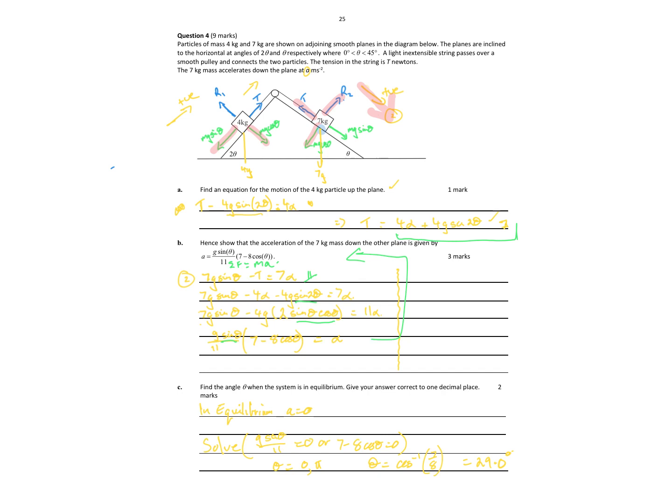Find the angle theta when the system's in equilibrium. So acceleration is 0. So I want to solve that expression equal to 0. What does that mean? It means either g sine theta on 11 is equal to 0, or 7 minus 8 cos theta equals 0. The first one gives me angles, values of 0 and pi. The second one gives me cos inverse of 7/8, which is 29 degrees.